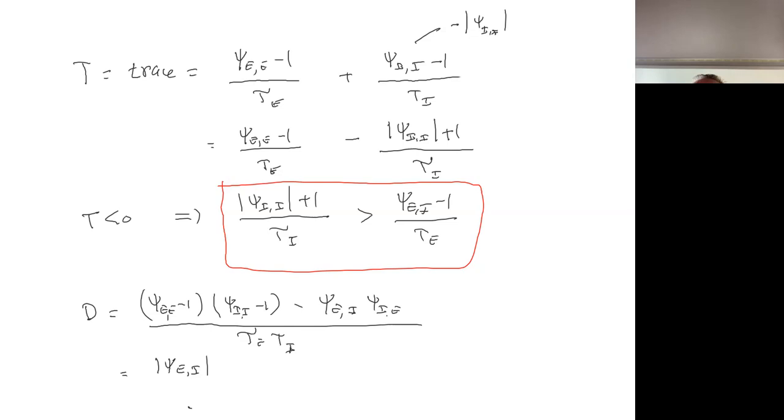Here we go. Psi I comma E minus psi E comma E minus 1, absolute value of psi I comma I, over tau E tau I.